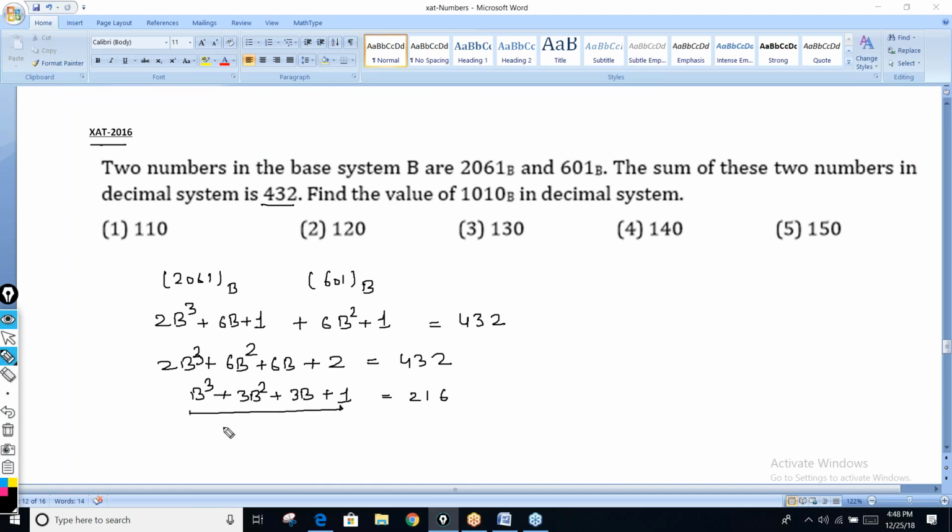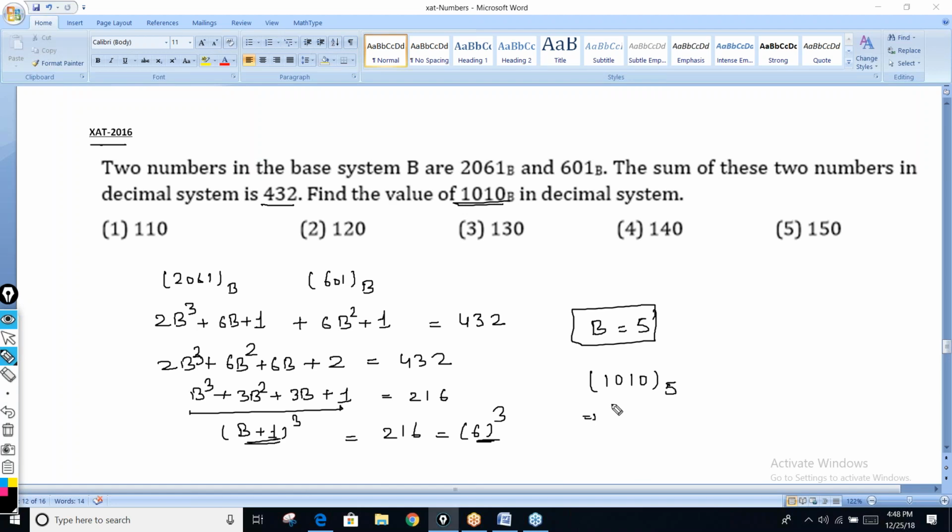If you notice, this is nothing but b plus 1 whole cube: b cube plus 1 plus 3b square plus 3b. That is 216, which is 6 cube. So b plus 1 is 6, so b comes out to be 5. If b is 5, we need to find the value of this number 1010 in decimal. So what is the answer? 1 into 5 cube, plus 0, plus 1 into 5. 125 plus 5. The answer comes out to be 130.